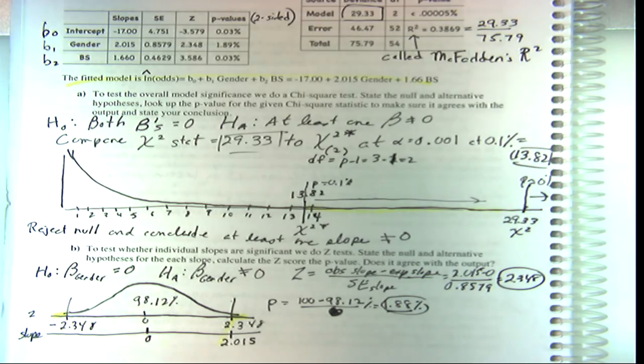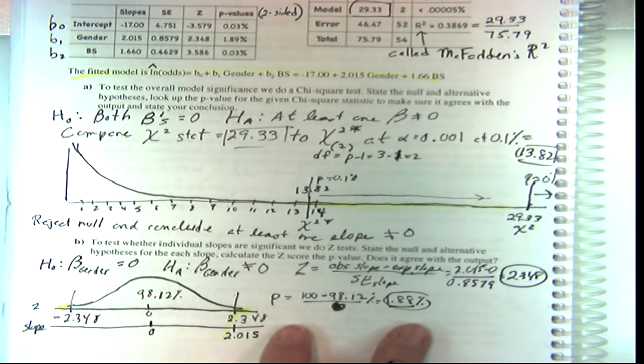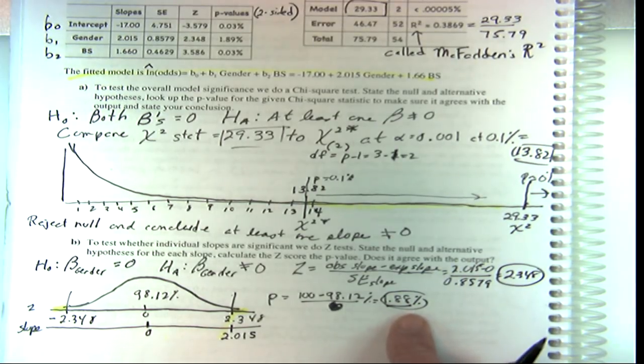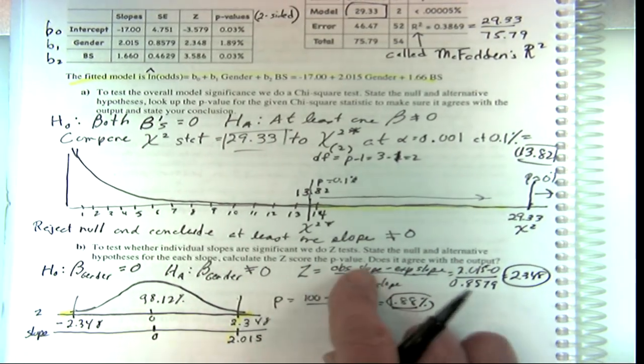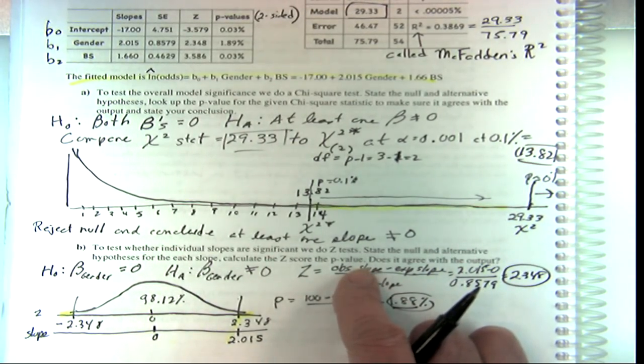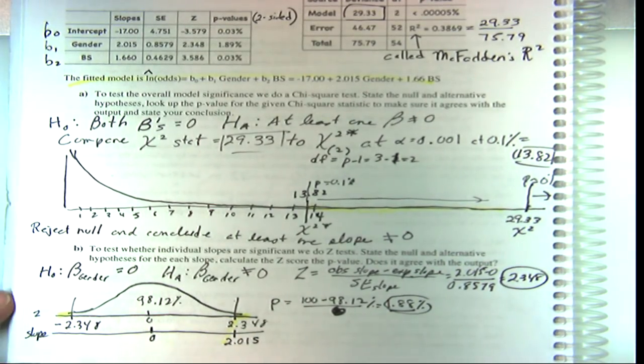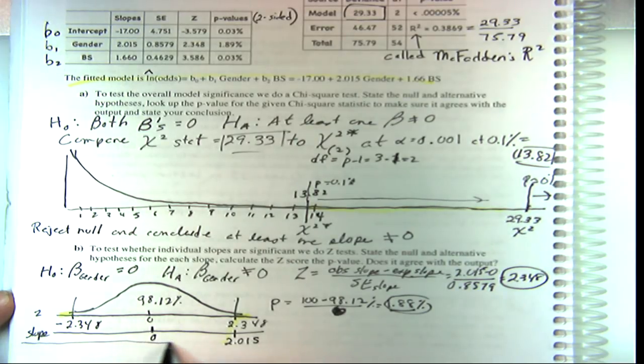A lot of times people do these two-sided just to be conservative, because if you get significance with a two-sided, you're definitely going to get it with a one-sided, because you're going to get half the p-value with the one-sided. So a lot of times people just do this to be conservative. But it makes sense to me because I didn't know which direction it would go in. But let's look at the next one where I think I would do a two-sided.